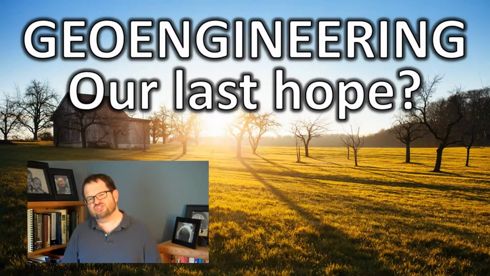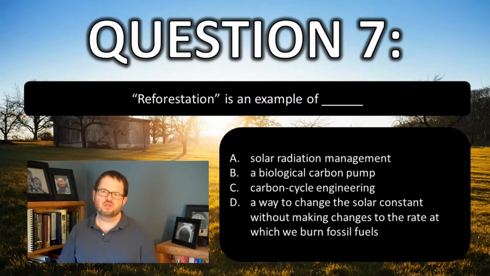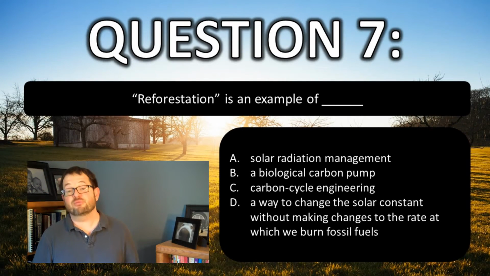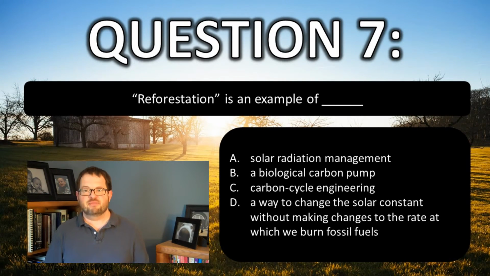Let's do a couple questions here at the end. Question 7. Reforestation is an example of A, solar radiation management, B, a biological carbon pump, C, carbon cycle engineering, or D, a way to change the solar constant without making changes to the rate at which we burn fossil fuels. Which of these is the right answer to what reforestation is? Make a choice from those 4 options and get a little feedback before you move on to question 8.